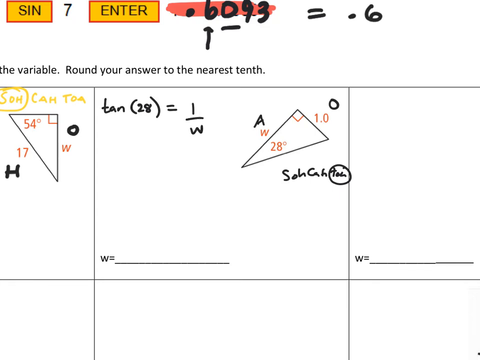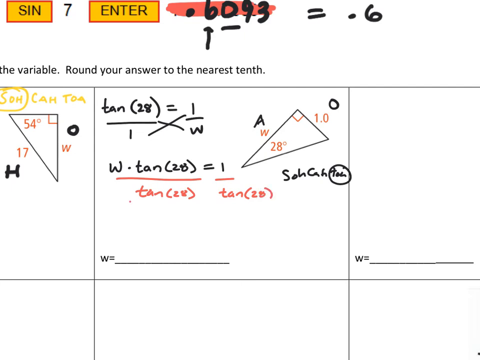Again, to make my life a little bit easier, I'm going to put that over 1, the tangent of 28. Here we cross multiply. And this is where we get something that's a little bit different. I have W times the tangent of 28, and W times the tangent of 28 equals 1. So what do you have to do to solve for W? Well, it says to multiply here, so how do you undo multiplication? You divide both sides by the tangent of 28. So when I do that, I get W equals 1 over the tangent of 28.